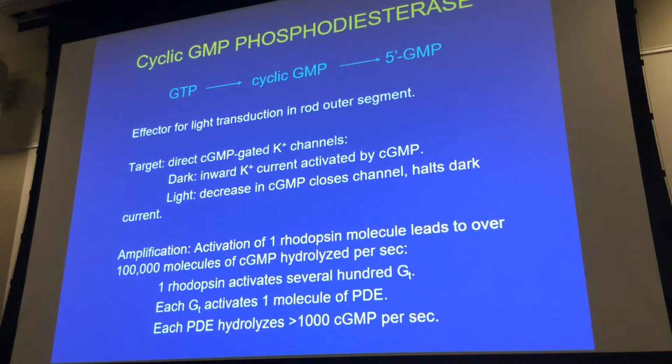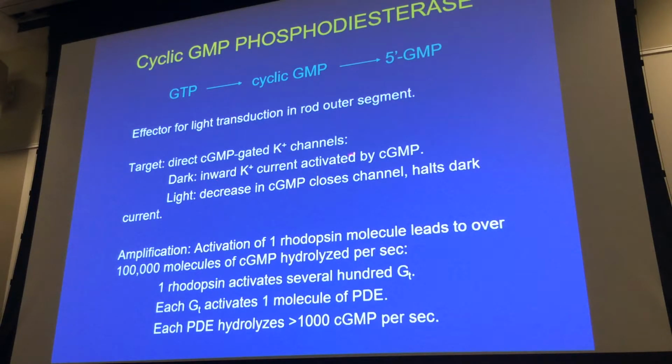All right, so back to the rod outer segment. Here's the enzyme. I'm sorry, there are two enzymes here. Let me back up. There's an enzyme called guanylyl cyclase, which takes GTP and converts it to cyclic GMP. That's done in the basal state. But our signaling enzyme is phosphodiesterase, and phosphodiesterase converts cyclic GMP into 5' GMP. So this is the enzyme that is important in the rod outer segment.